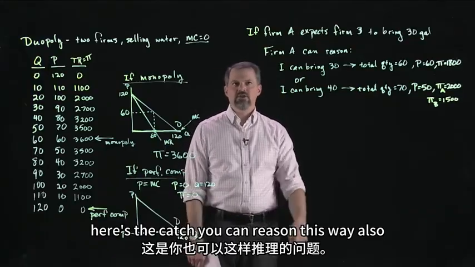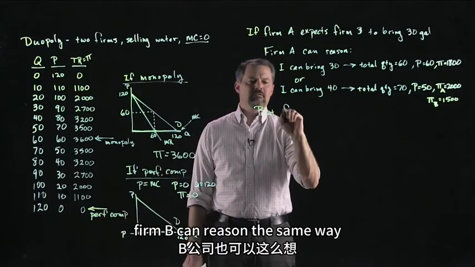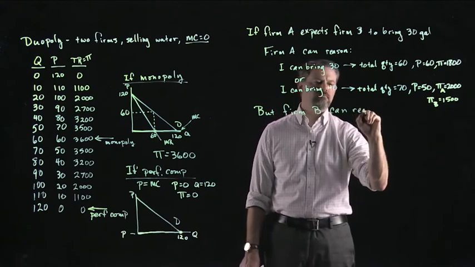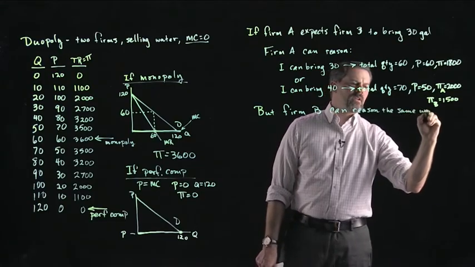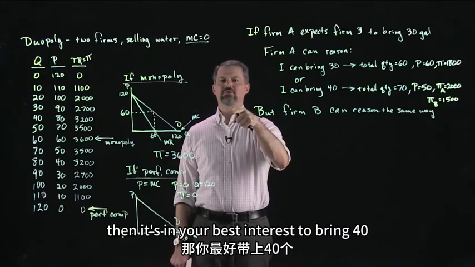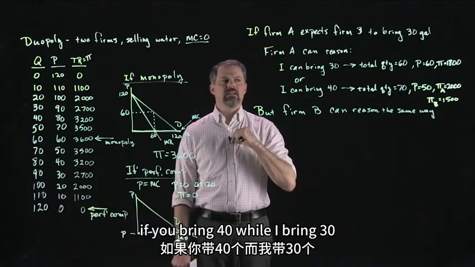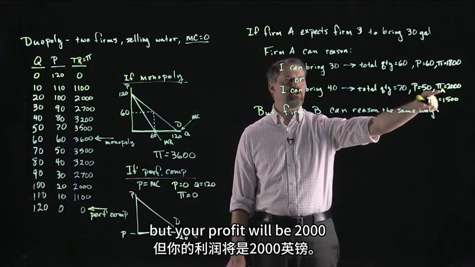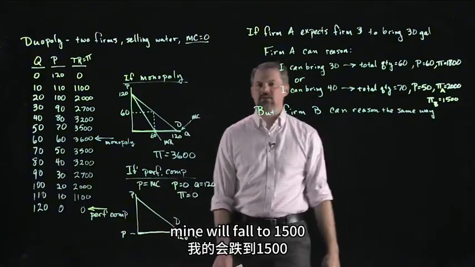Here's the catch. You can reason this way also. Firm B can reason the same way. So if you expect me to bring 30, then it's in your best interest to bring 40. If you bring 40 while I bring 30, then the total quantity will be 70, the price will be driven down to $50, but your profit will be $2,000. Mine will fall to $1,500.